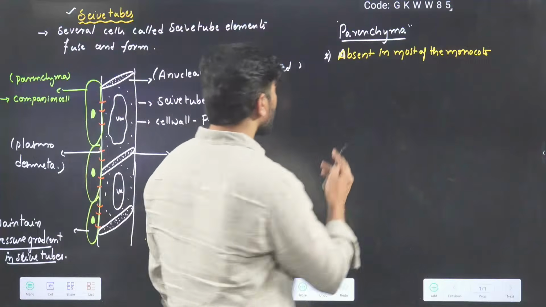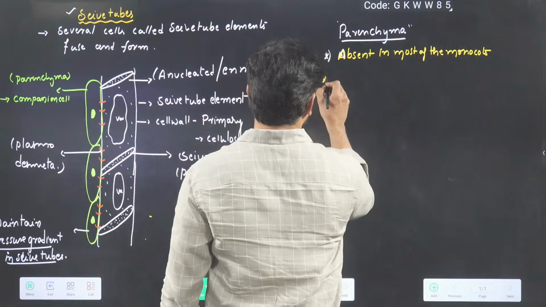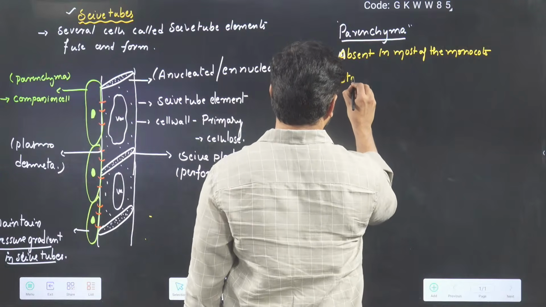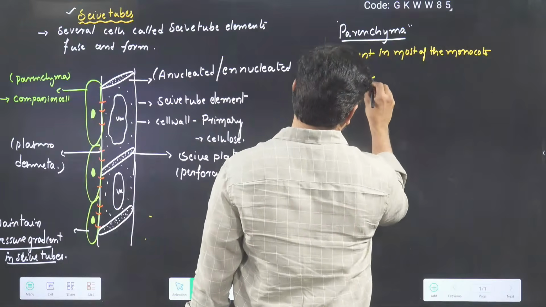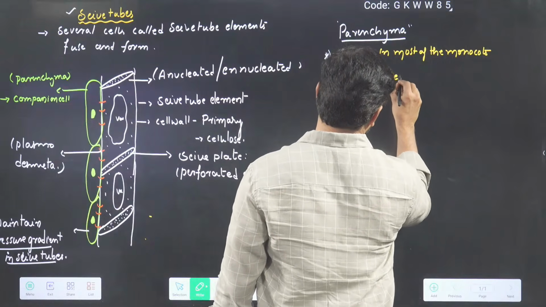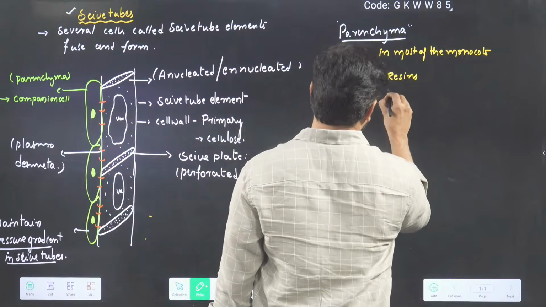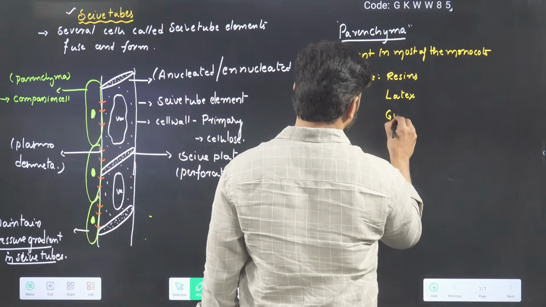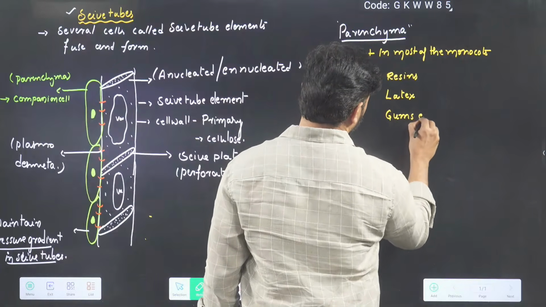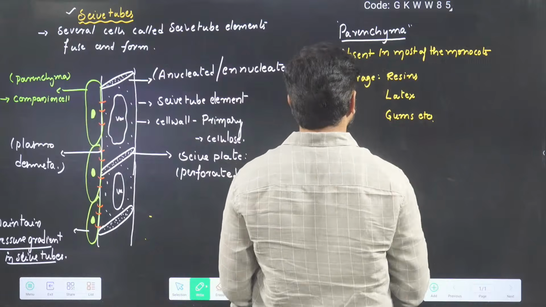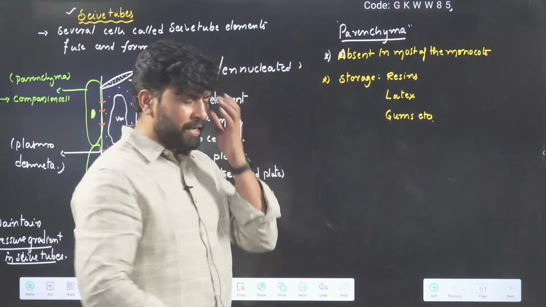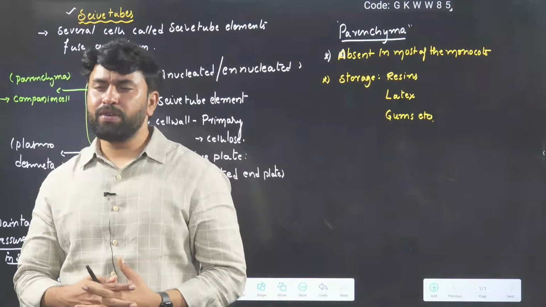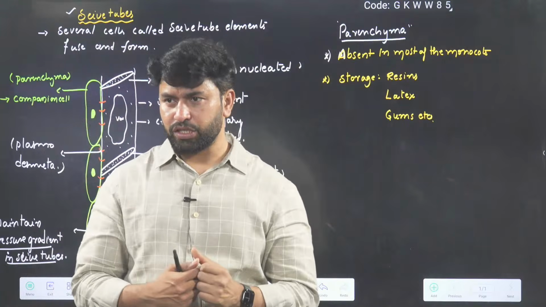Then, when you talk about parenchyma, typical function, if you notice, is storage. It stores resins, latex, gums, etc. Sometimes they even store food, but food is already plentifully available in our phloem, so storing of food may not be that significant an action.